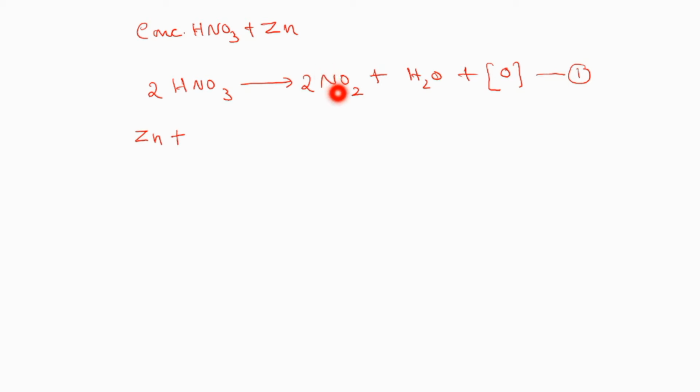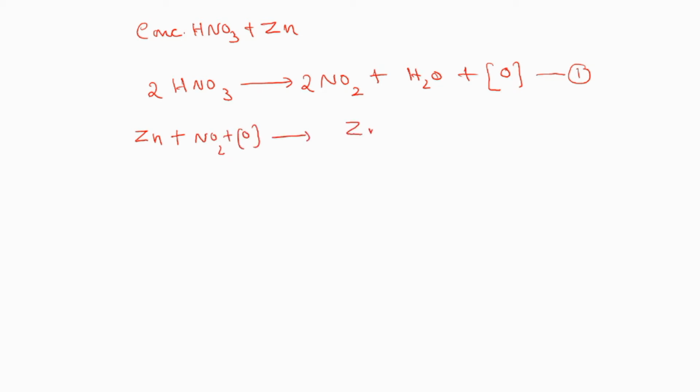Write along with me. Whenever concentrated nitric acid is acting as an oxidizing agent, what all things will be produced in that solution? NO2, water and one nascent oxygen also. Balance this one. Now only we balanced it. See, if you do the 2 times, you can just memorize those numbers. Now equation 1 is ready. To that we are adding a piece of zinc. Then zinc will be reacting with NO2 and nascent oxygen. Write that.